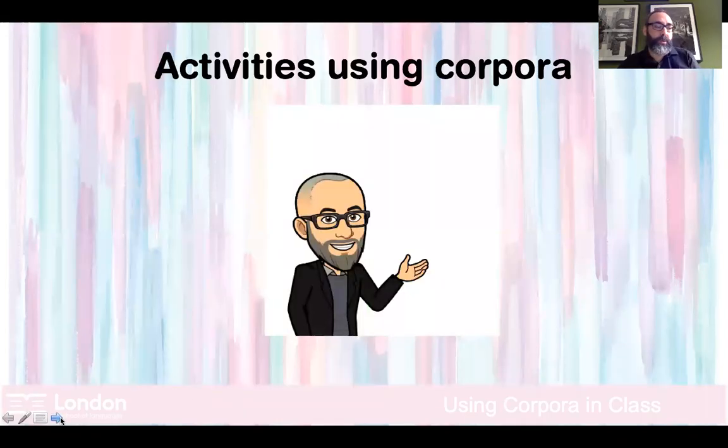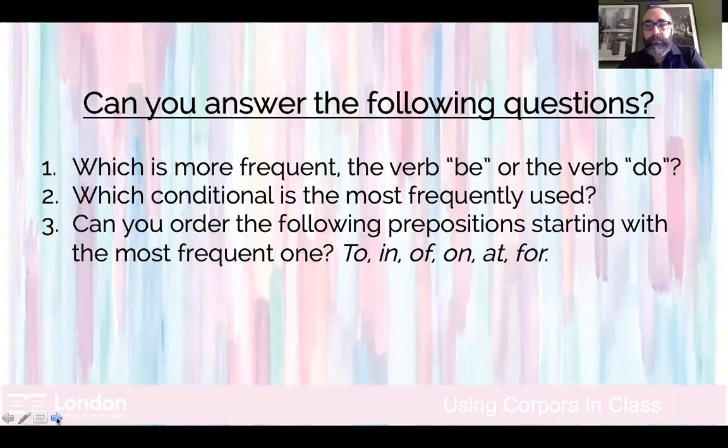Okay, so let's see a couple of activities you can use in class using the corpus. And here you have some questions, okay: which is more frequent, the verb be or the verb do? Which preposition is the most frequently used, and can you order the following prepositions starting with the most frequent one: to, in, of, on, at, or for? I won't give you the answer. That's homework for you, okay? If you want the answer, tell me at the end of the session.